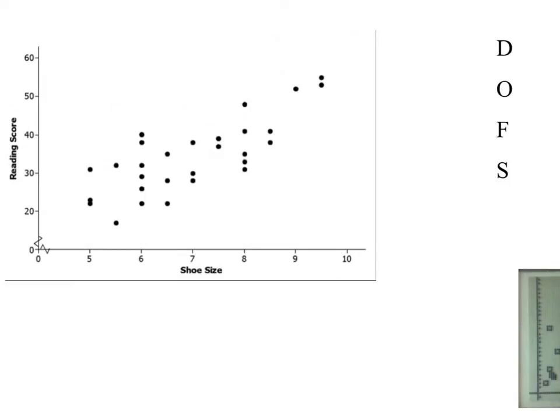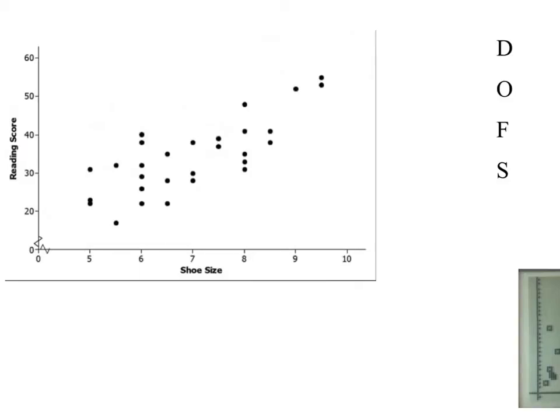So if you recall from univariate data, we had a mnemonic device to help us remember how to describe data, CUSS, and it stood for center, unusual things, shape, and spread. Well, we have a new one for bivariate data, like with scatter plots, called DOFS. And DOFS stands for direction, outliers, form, and strength.